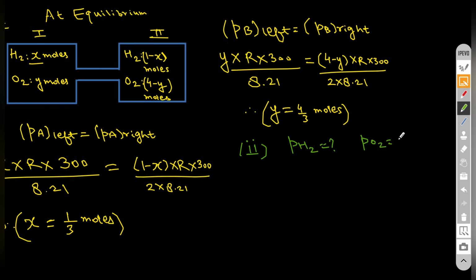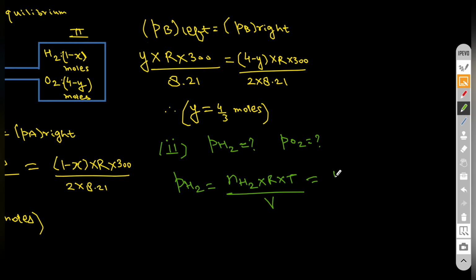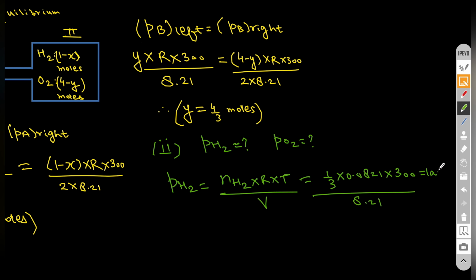We have to find out the pressure of S2 and O2. Note that we can take any container to solve this problem. Let's take the left one. So moles of S2 multiplied by R multiplied by T divided by V. So moles of S2 in the left container is 1 by 3 multiplied by 0.0821 multiplied by temperature in the left container, which is 300, divided by volume in the left container, which is 8.21. On solving, we'll get the pressure of S2, which is 1 atm.